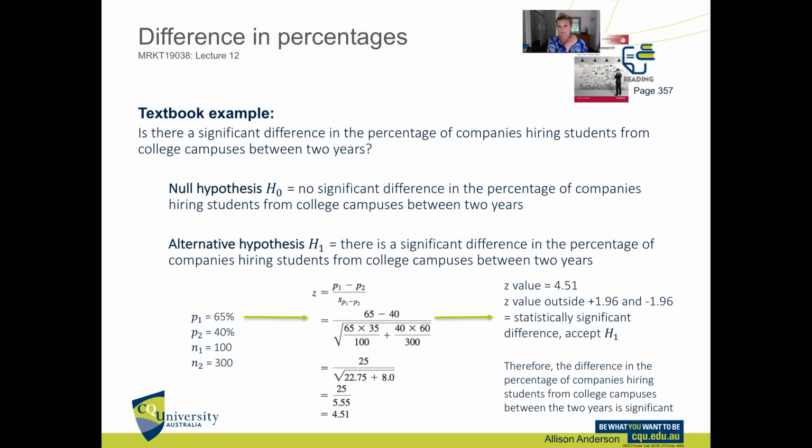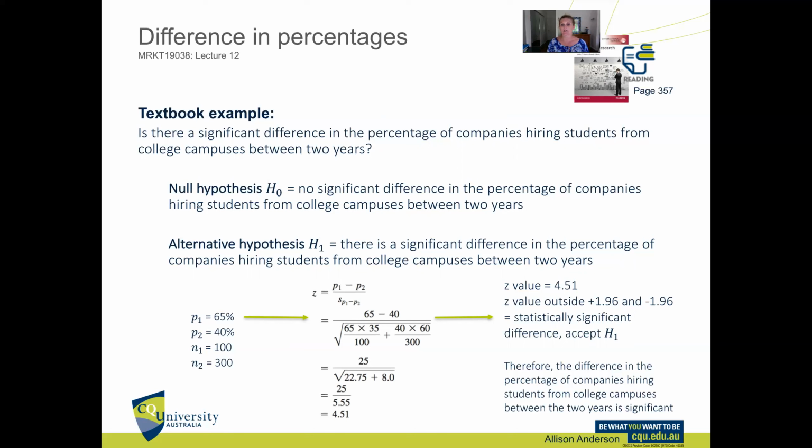Given the figures and statistics from the textbook example, percentage 1 is 65%, percentage 2 is 40%. So the first year it's 65 and the second year it's 40%. The sample size in the first year is 100 and in the second year it's 300. So you can plug those details into your formula: 65 minus 40 over the square root of 65 times 35 over 100 plus 40 times 60 over 300. And it comes to 4.51. So the Z value is 4.51.